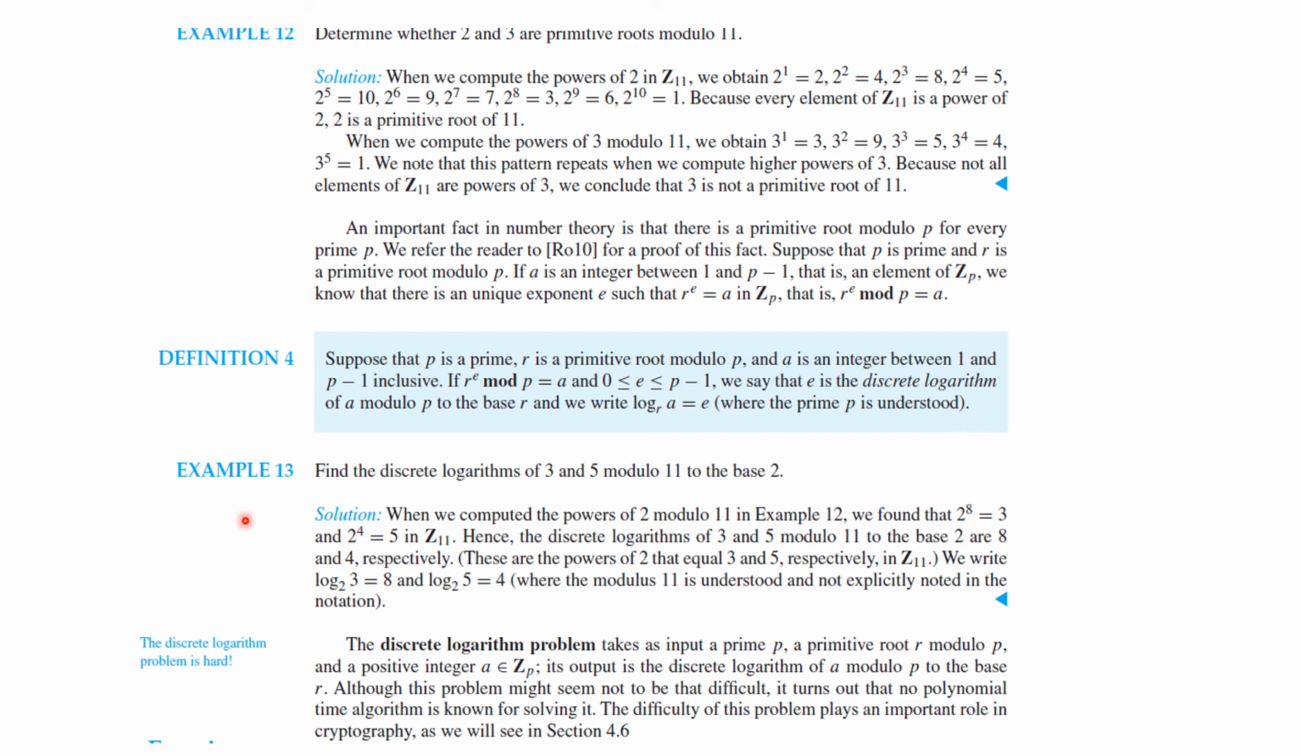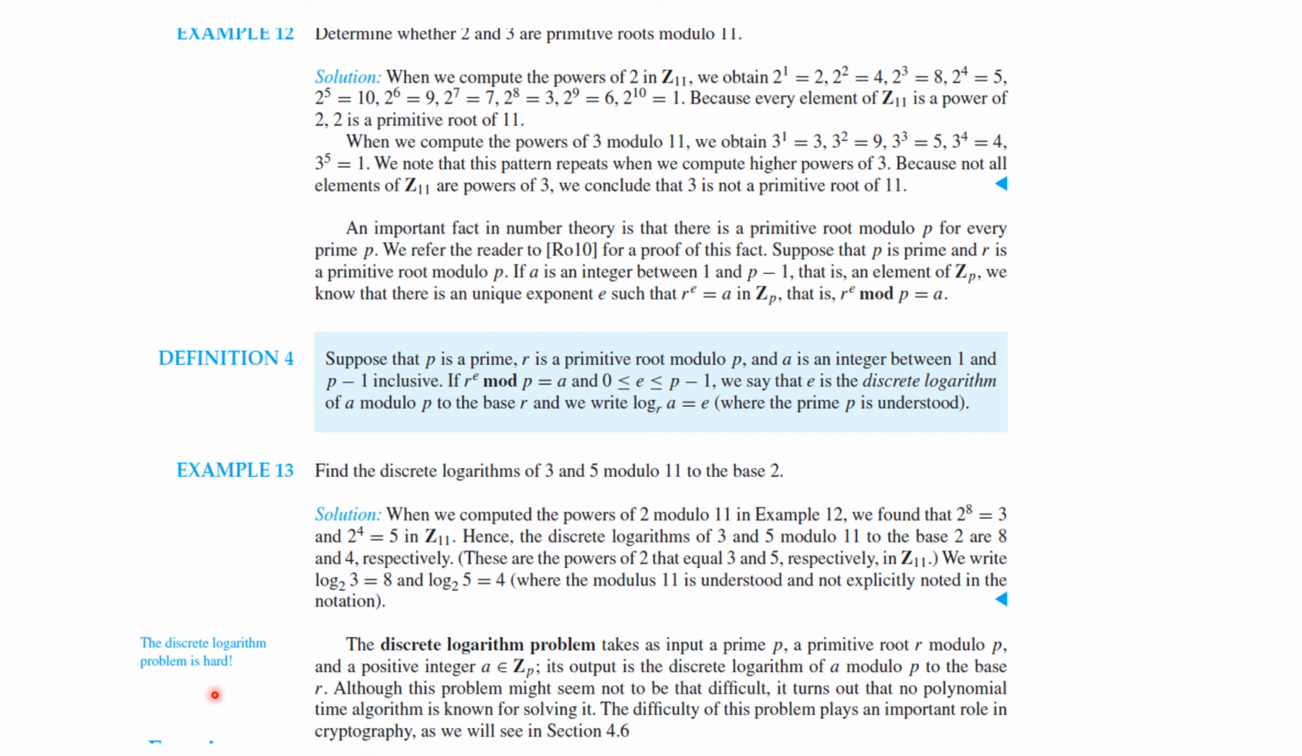And so we can actually do some of this. Find the discrete logarithms of 3 and 5 modulo 11 to the base 2. Well, we know the powers of 2 modulo 11, we computed all those. So the discrete logarithms of 3 and 5 are 8 and 4 respectively.